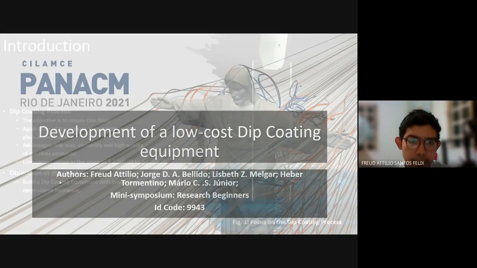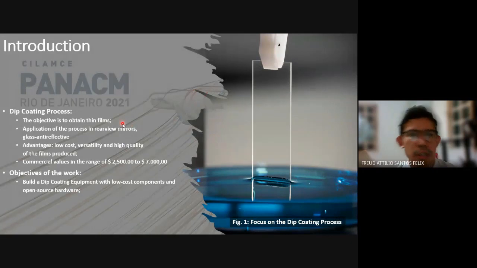the equipment. When we talk about the dip coating process, the principal goal is to obtain thin films. The application of this process is most visible in the production of rear-view mirrors or anti-reflective glass, and the advantages are the low cost, the versatility, and the high quality of the films produced.